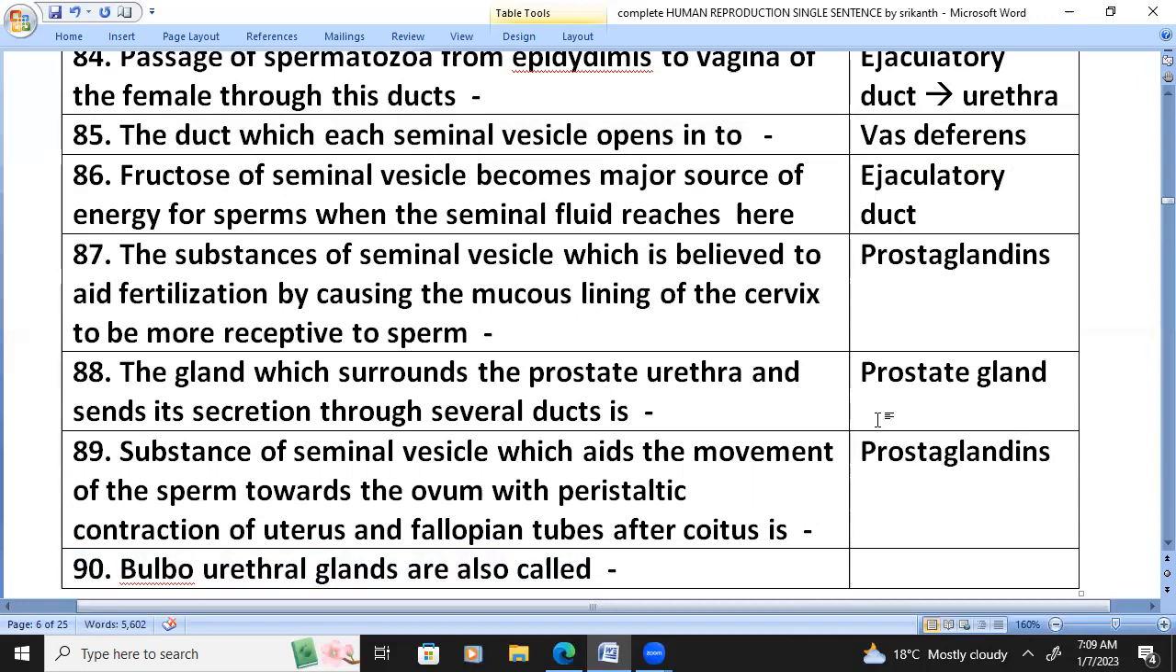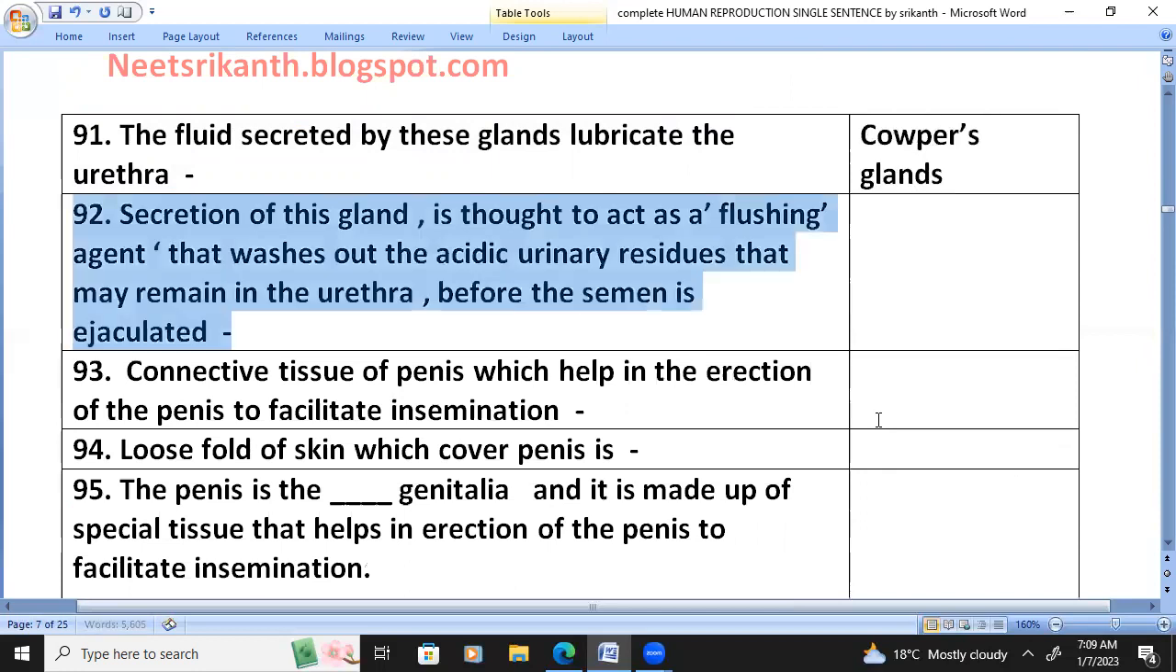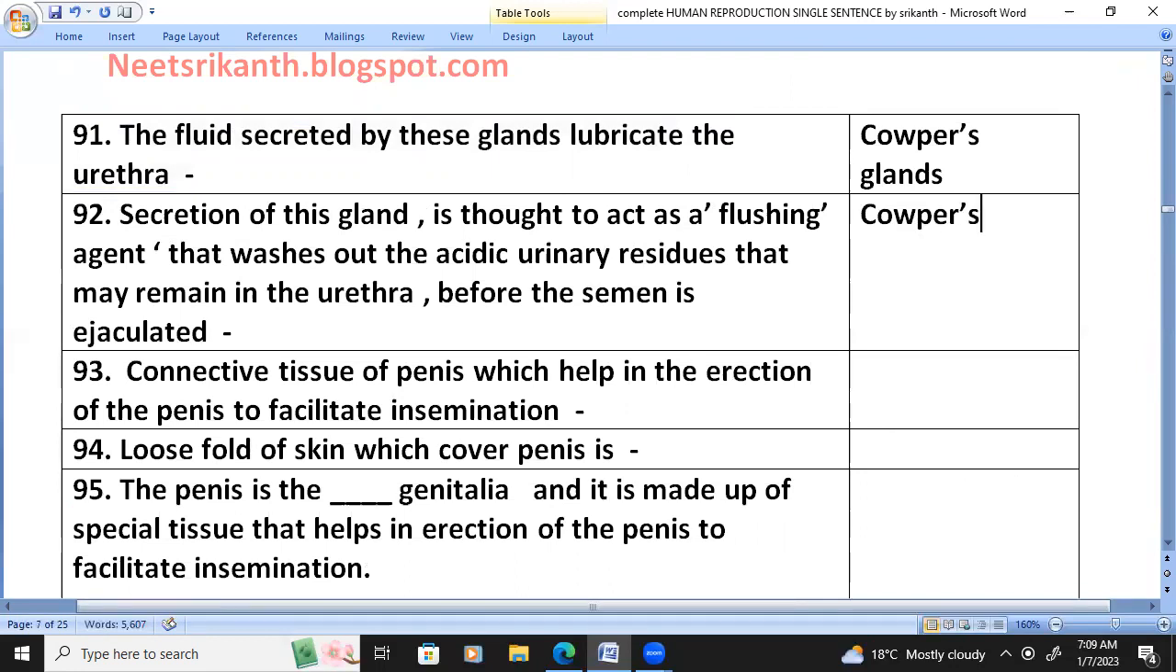Bulbourethral glands are also called Cowper glands. The fluid secreted by these glands lubricates the urethra. Secretions of this gland are thought to act as a flushing agent that washes out the acidic urinary residues that may remain in the urethra before the semen is ejaculated: secretions of Cowper glands.